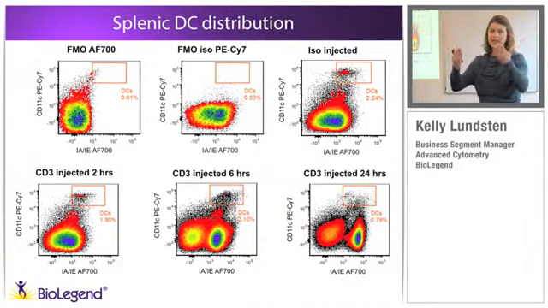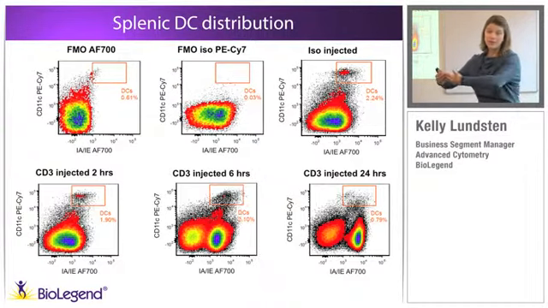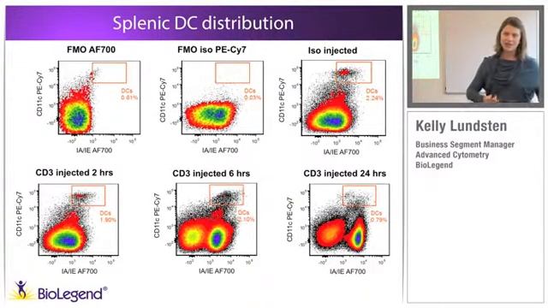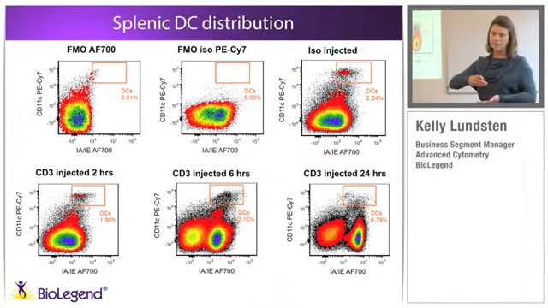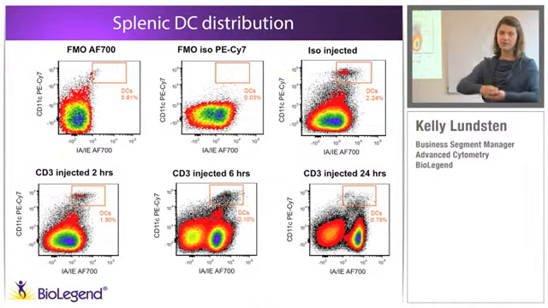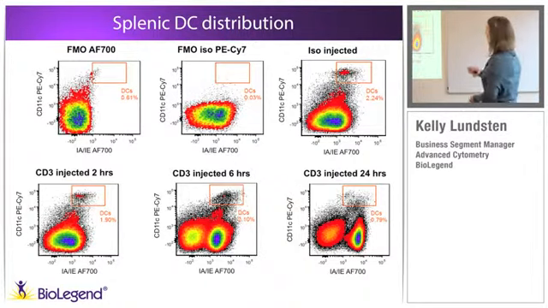Anytime I'm inserting an isotype control into my FMO, I'm ensuring that the isotype is being used at the same concentration from the same manufacturer as the antibody of interest so that I'm not confounding the application. And in this instance, you can see that there was a tiny bit of nonspecific binding, but what I'm interested in is well above that tiny amount of nonspecific binding.